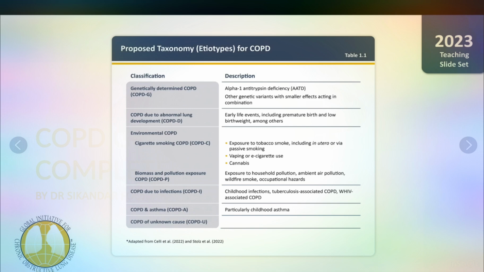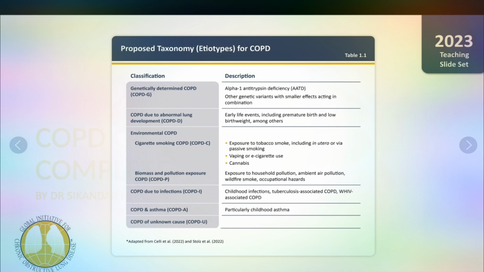COPD-C. COPD-C is cigarette smoking COPD. So it comes under environmental COPDs. So COPD-C is cigarette smoking COPD. That means exposure to tobacco smoke, including in utero or via passive smoking, or via vaping or e-cigarette use or cannabis. Then comes COPD-P. It means biomass and pollution exposure COPD.